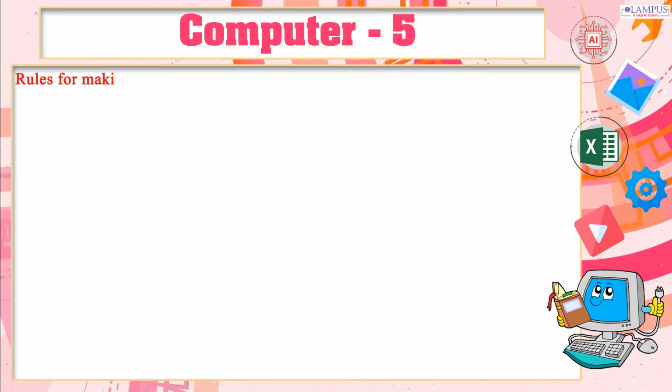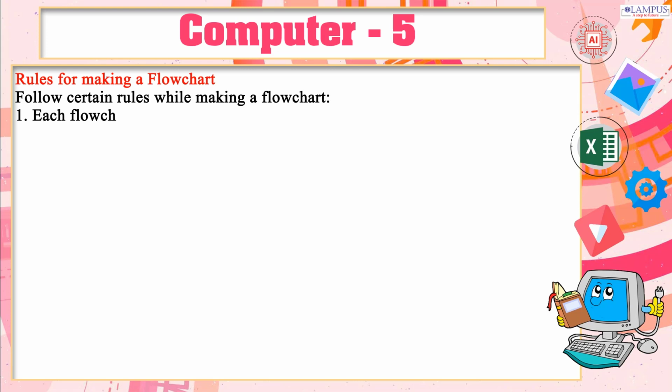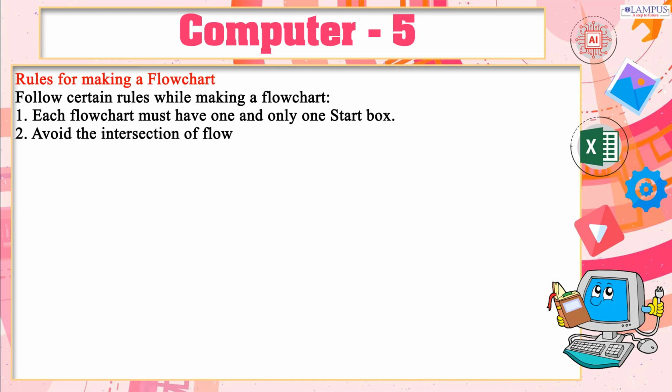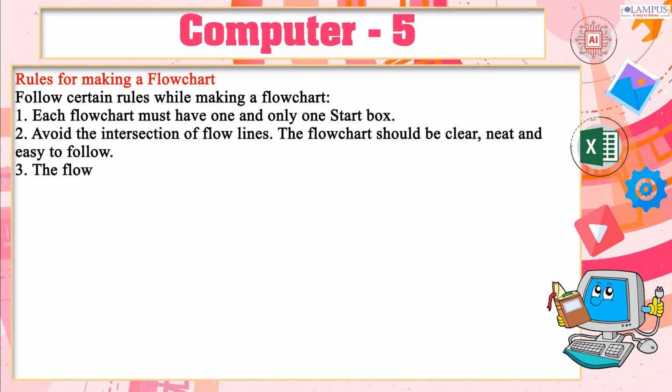Rules for making a flowchart. Follow certain rules while making a flowchart. 1. Each flowchart must have one and only one start box. 2. Avoid the intersection of flow lines. The flowchart should be clear, neat and easy to follow.